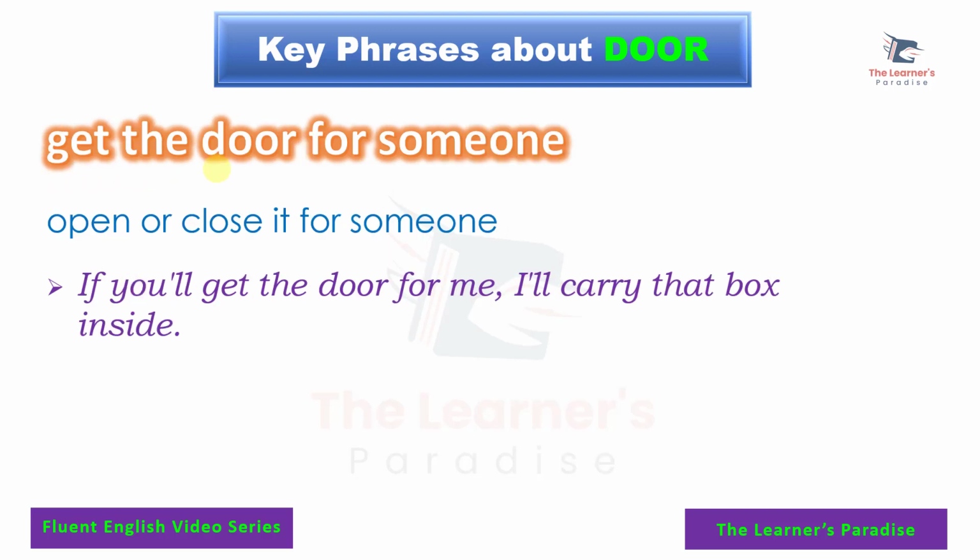Next we have get the door for someone. When you open it or close it for someone, right? You don't open it for yourself, you open it for someone else, or you close it for someone else. Example sentence is, if you'll get the door for me, I'll carry that box inside. Because I'm carrying this box, I cannot open the door by myself because my hands are not free. So can you get that door for me? I want you to open that door for me.